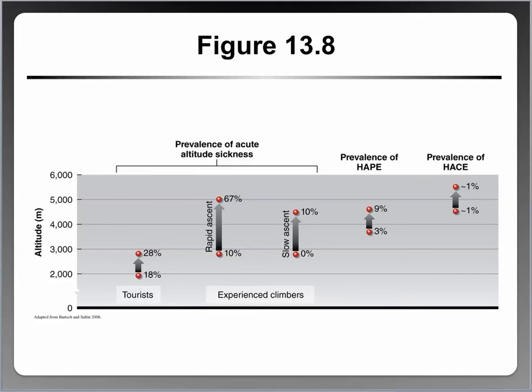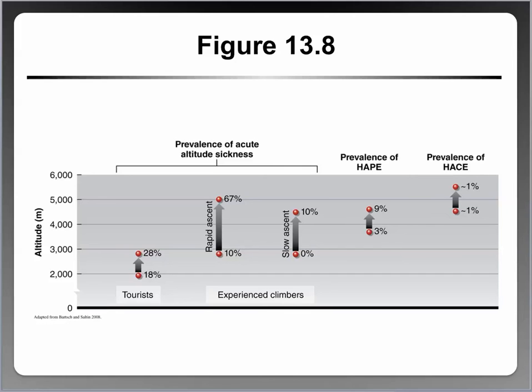There's a slide here, and right now what we're looking at is the left-hand side of it, where it says prevalence of acute altitude sickness. They've looked at tourists, they've looked at experienced climbers that have a rapid ascent, or experienced climbers that take it a little slower. So you can imagine there's quite a range. And there's also a range depending on the study that you read. So in some cases, there are as few as 0 to 1% of individuals that get it.